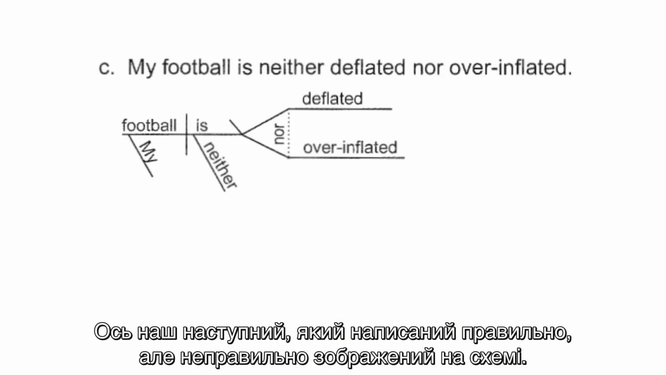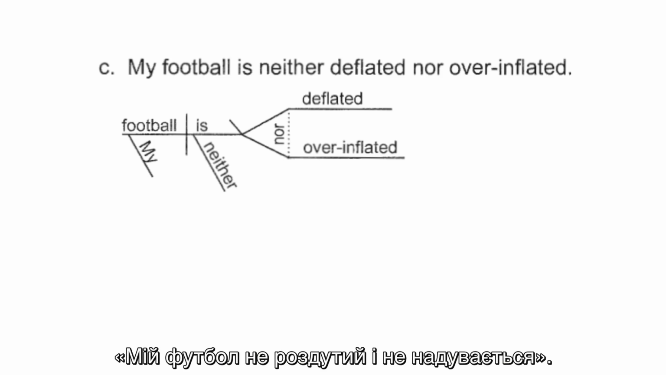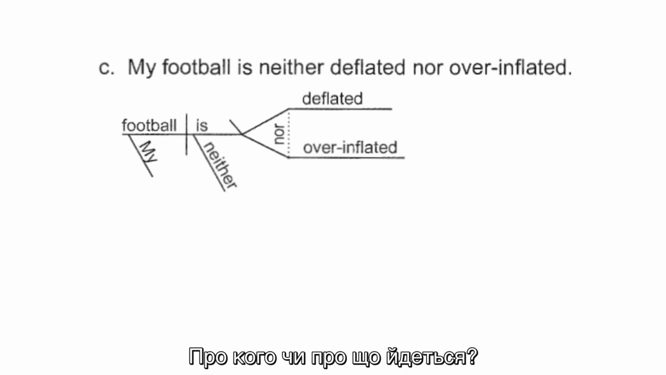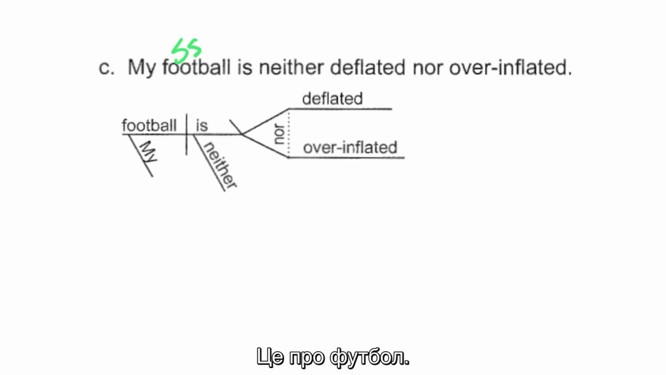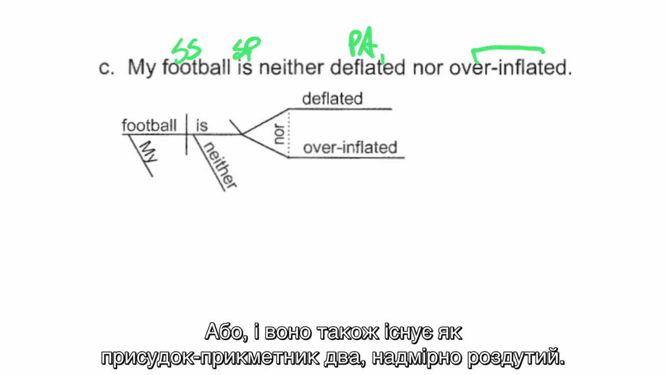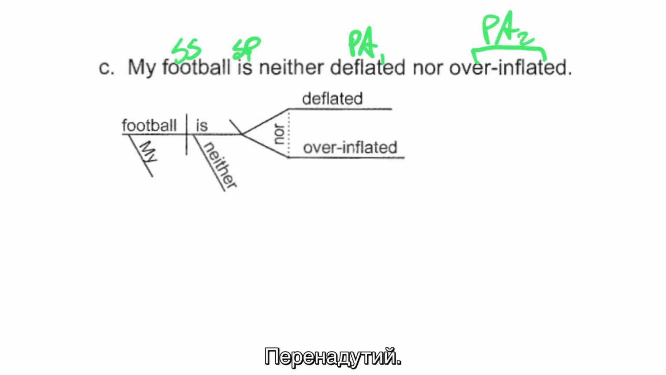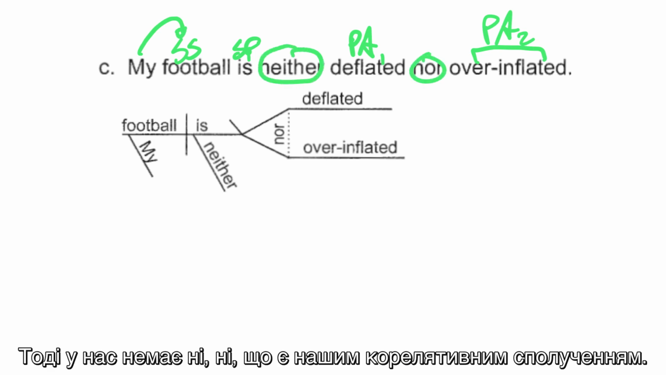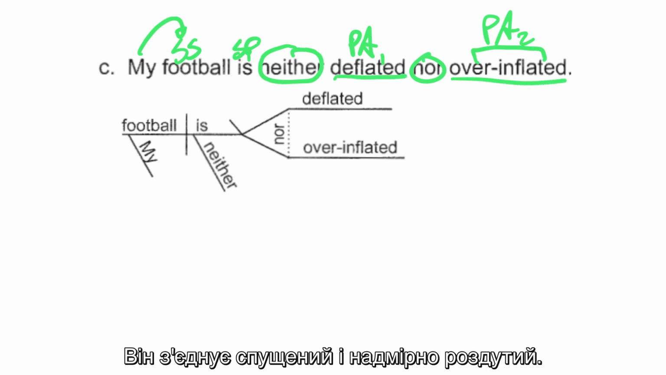Here's our next one that is written correctly but diagrammed incorrectly. My football is neither deflated nor overinflated. Who or what is this about? It's about football. What does football do? It exists as is. Exists as what? Deflated, predicate adjective 1. It's also existing as predicate adjective 2, overinflated. Which football? My football. Then we have neither/nor, which is our correlative conjunction. It is connecting deflated and overinflated.